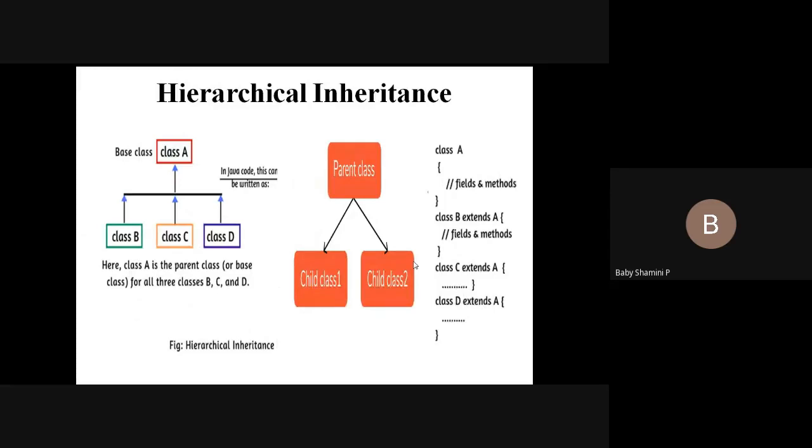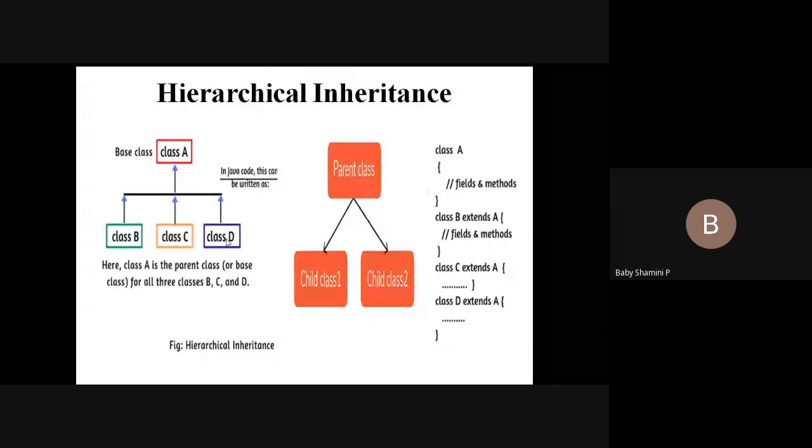Next one is hierarchical inheritance. So here only one base class, and we can derive more than one child class or derived class. This is the parent class, these two are child classes. So class A contains its own properties and methods, and B extends properties from A, and also B contains its own characteristics, and class C extends from class A, because here we have only one base class. From this base class, all the derived classes inherit the properties.